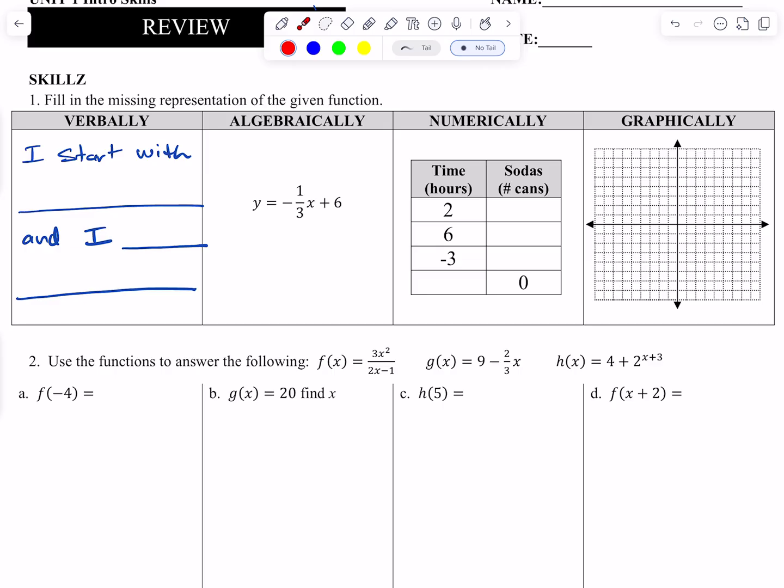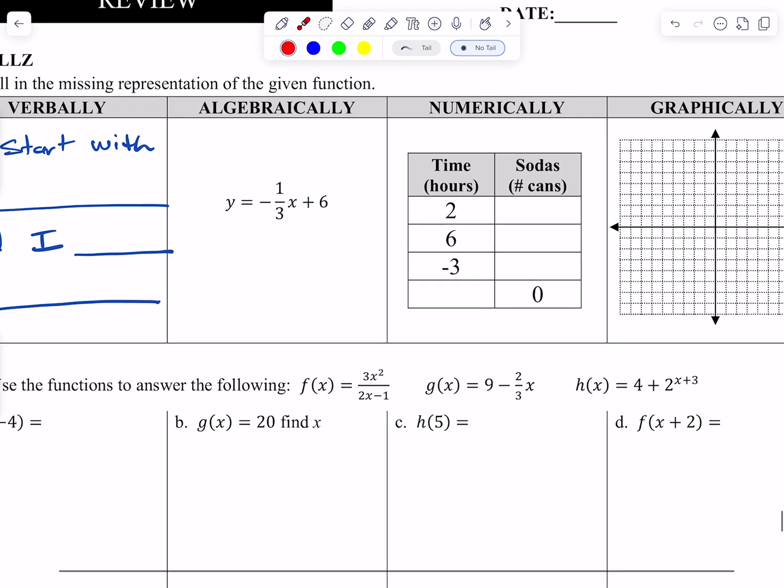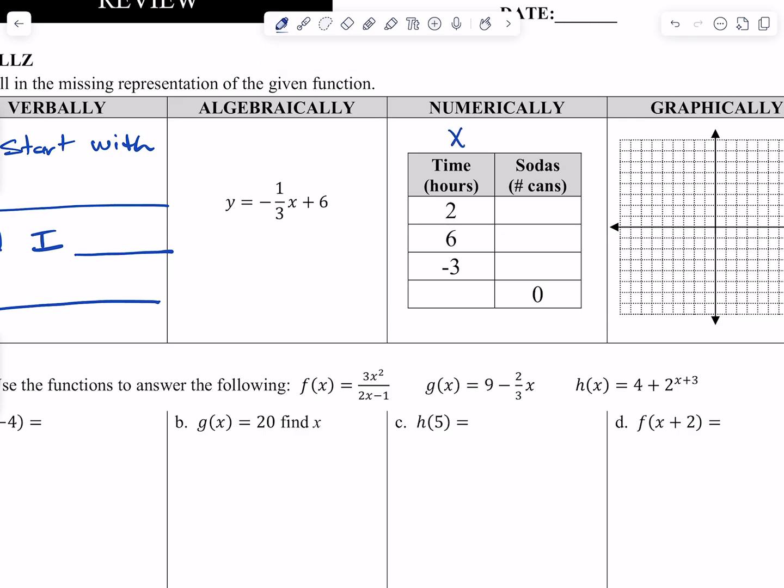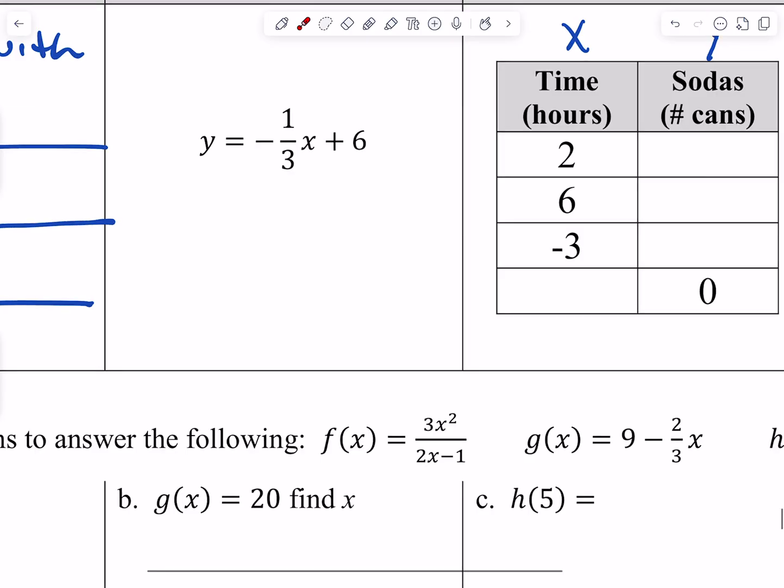Okay, so first thing I'm going to do is I look at the equation. I'm going to start with this here in just a little bit, but before I do, I'm going to look over here. So they tell us that every 2 hours, or they give us the hours, they give us 2 hours, 6 hours, -3, 0, and the first column represents your X, the second column represents your Y. Y represents sodas, X is going to represent time. So let's break down the equation over here.